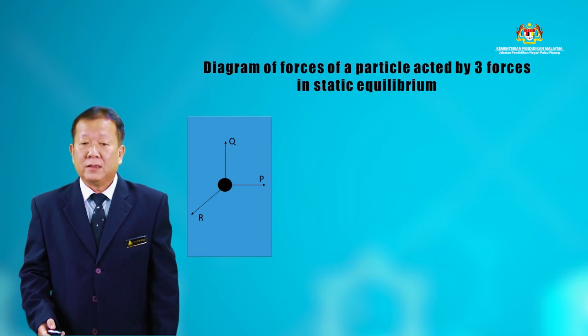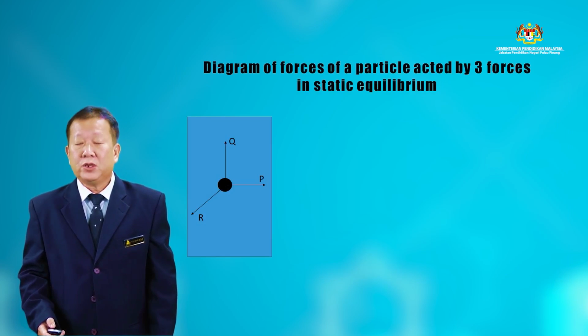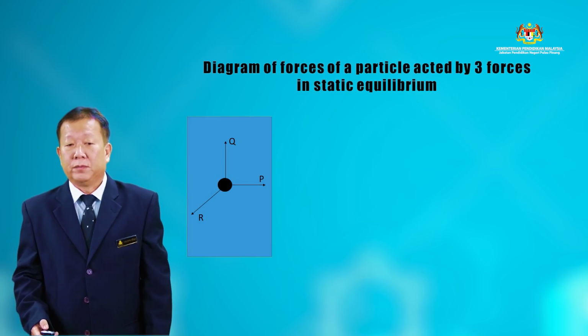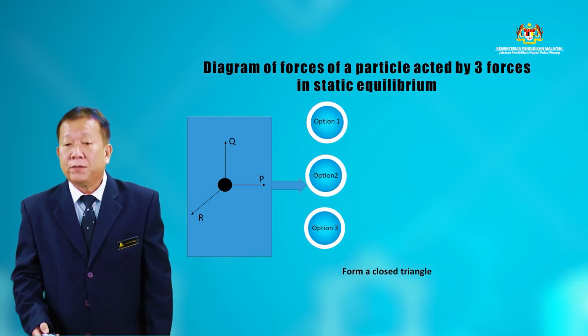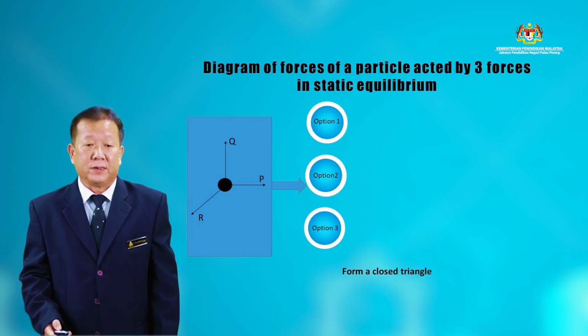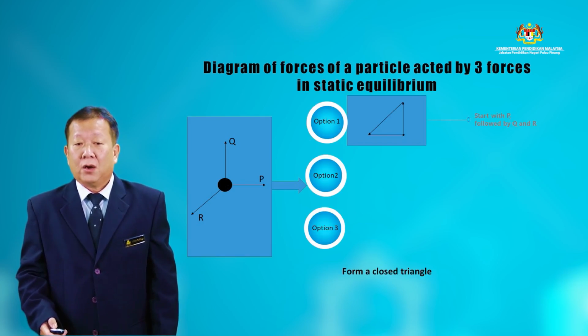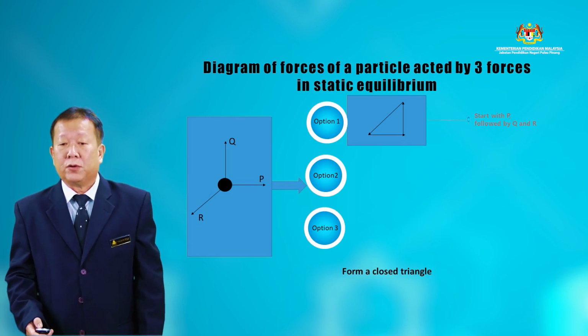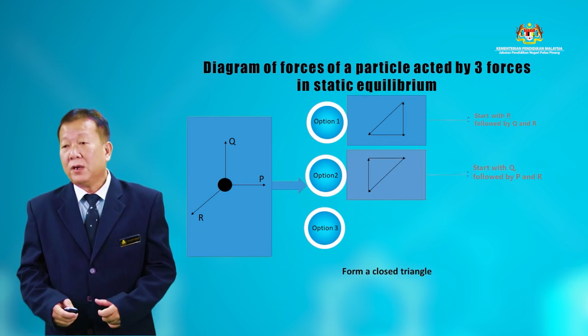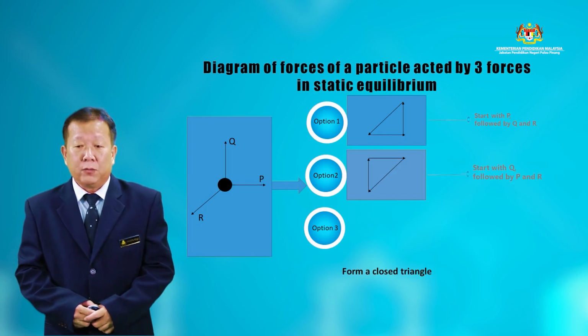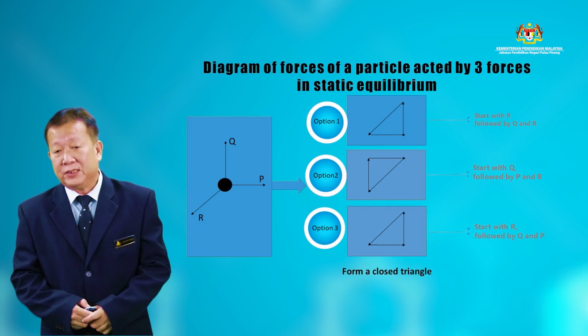For a particle acted on by three forces, which is in static equilibrium, if a force diagram is drawn, there are a few options of diagram of forces obtained. All the diagrams of forces drawn have a common condition. The diagram of forces drawn is a closed triangle that will come back to the initial position.